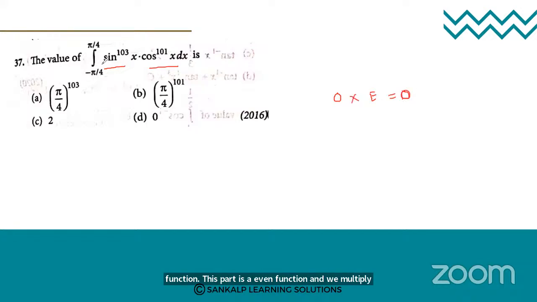We know the integral of an odd function from minus pi by 4 to pi by 4, since this overall function is an odd function, will always be equal to 0. According to the properties of definite integrals, the integral of an odd function is equal to 0. So option D will be the right answer.